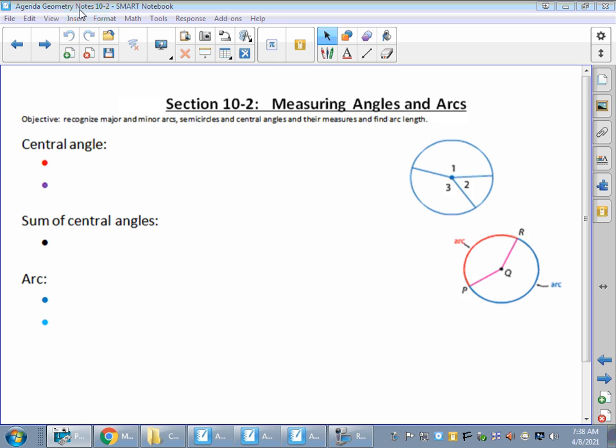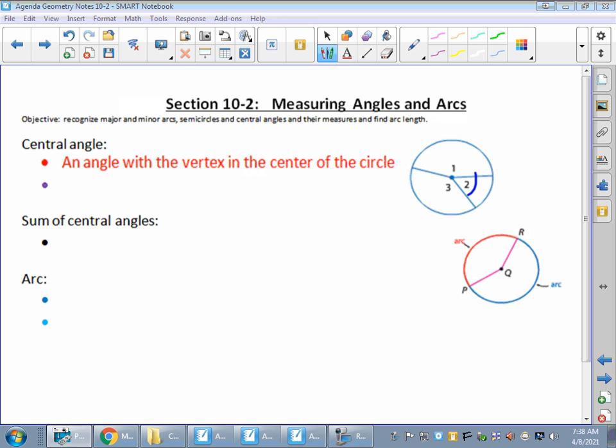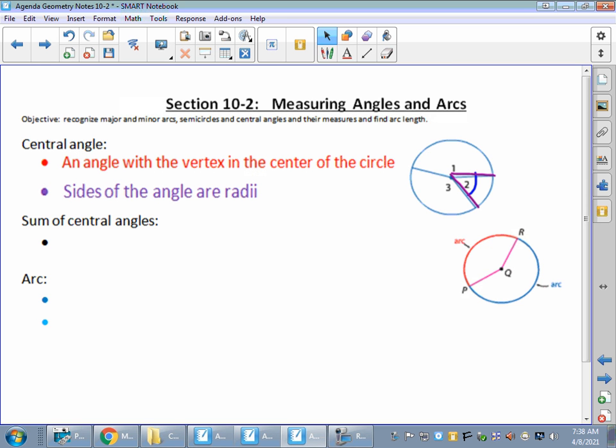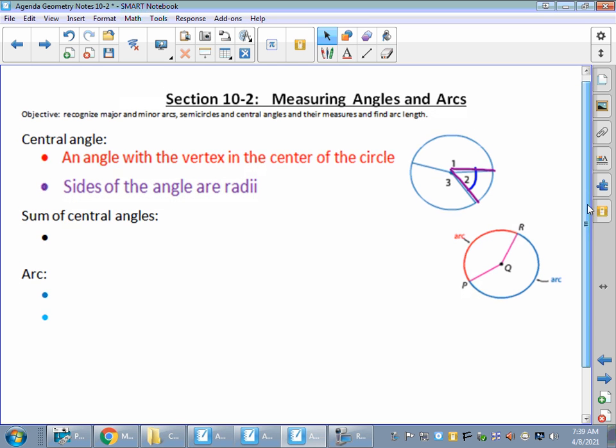So first of all, let's talk about a central angle. You know an angle already, right? The word central is giving you a huge clue. It is an angle with a vertex in the center of the circle, which means if I talk about this angle 2 right here, the sides of angle 2 are both radiuses or radii of that circle. So angle 2 is a central angle. It is made up of two radiuses. So it's an angle with the center of the circle as its vertex.